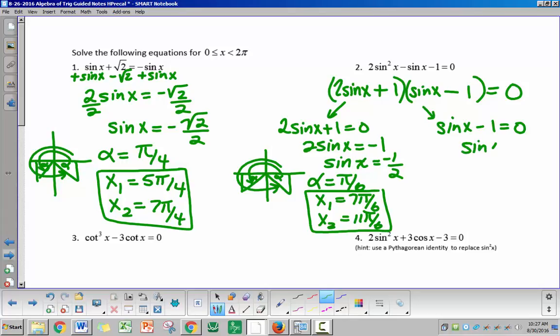Sine x equals 1. Where does that happen? That's quadrantal-like. Sine is the y, right? So it's either pi over 2 or 3 pi over 2, up here, but it's just 1, right? So it's there. So it's going to be x equals pi over 2. That's the only solution we get from that factor.